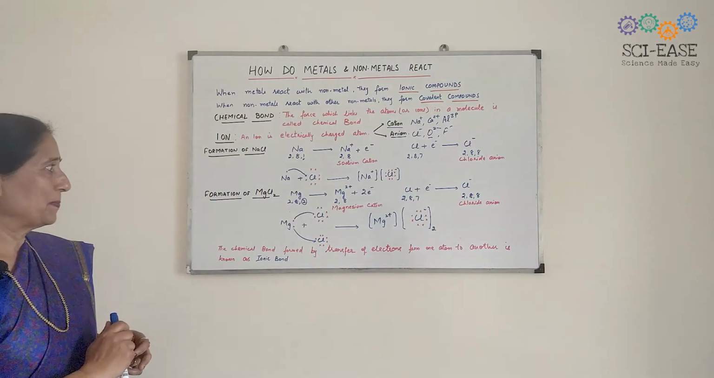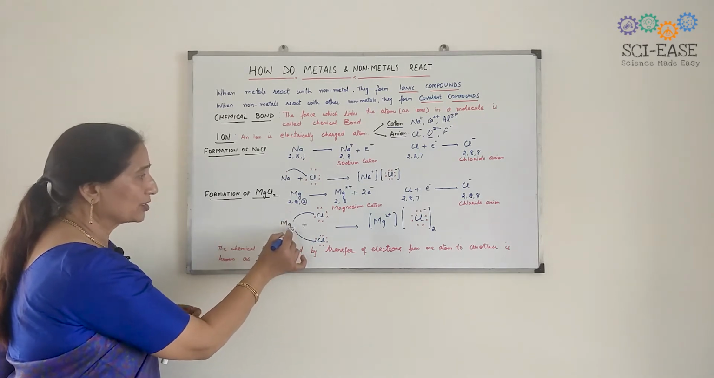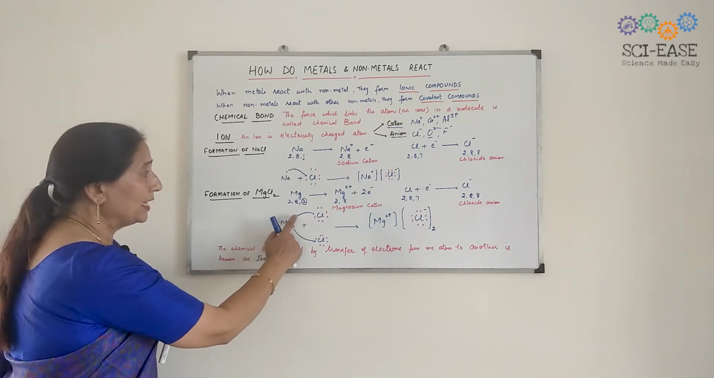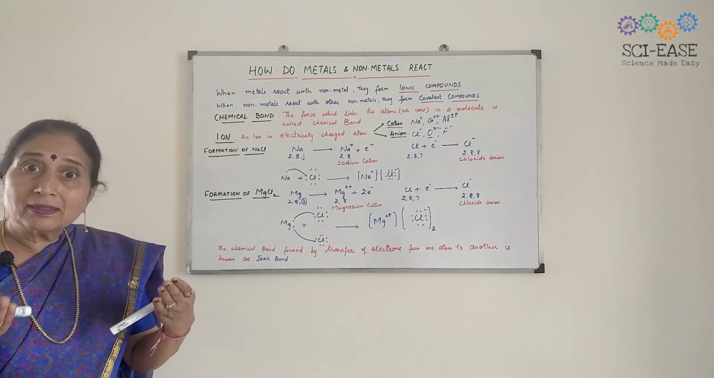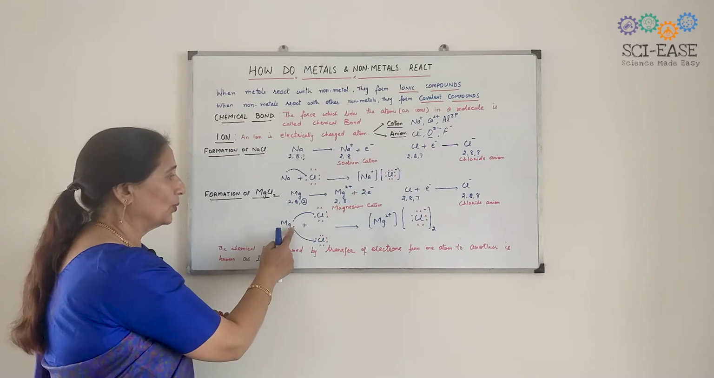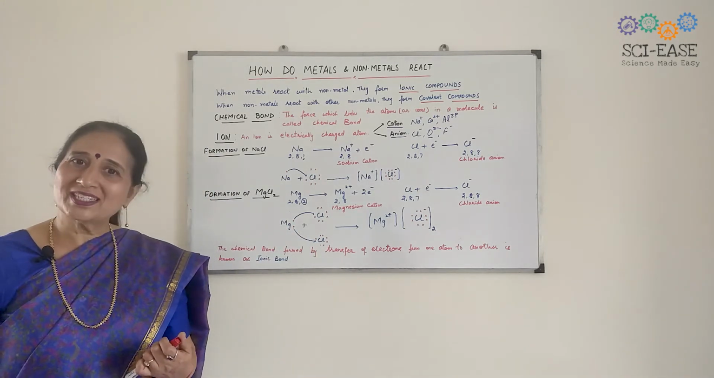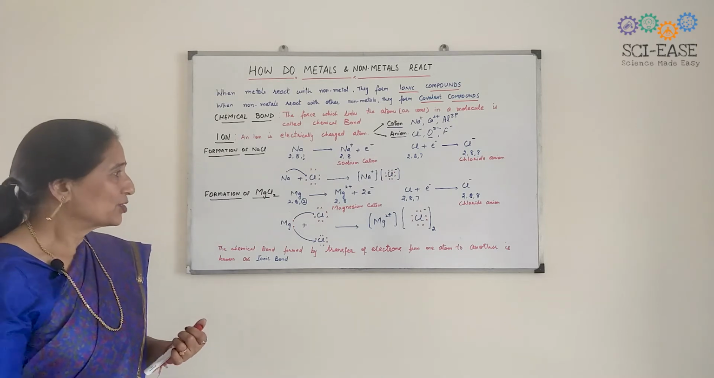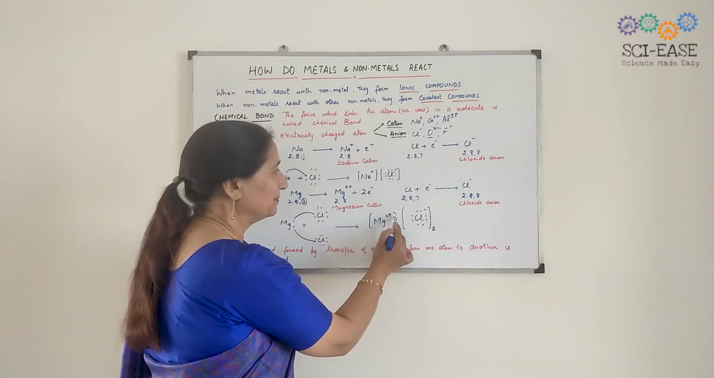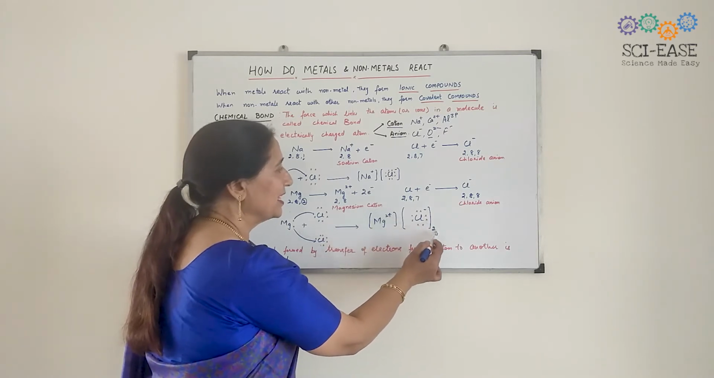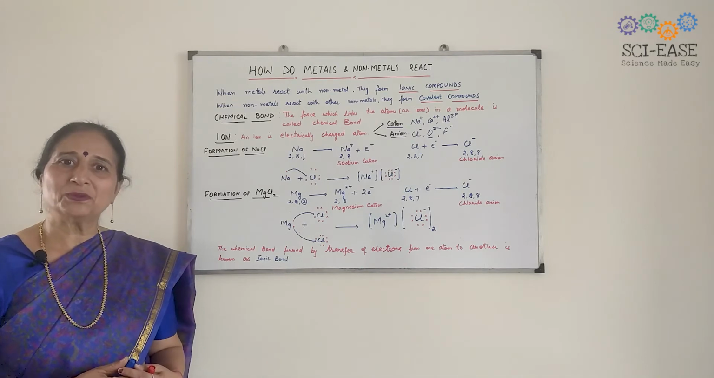But here, magnesium has two outermost electrons, so one electron will go to Cl. Where will the other electron go? It will go to another atom of Cl. So the result will be Mg2+ and Cl2. So the formula of magnesium chloride is MgCl2.